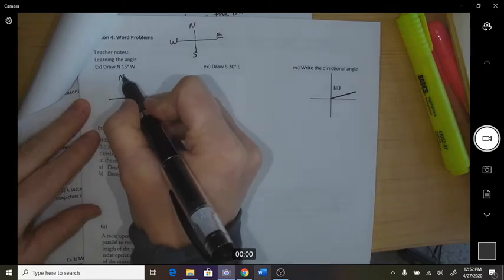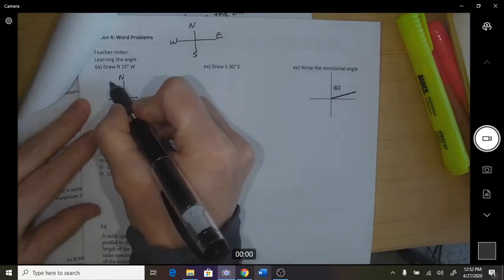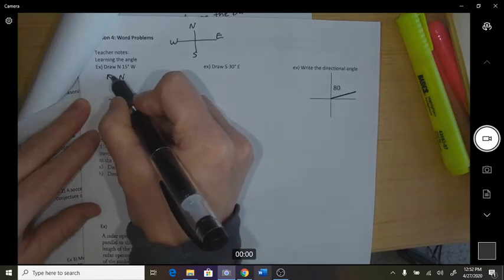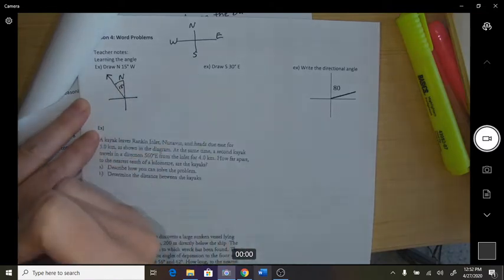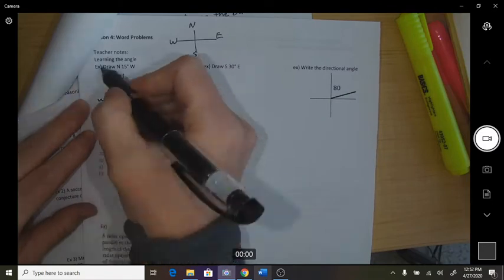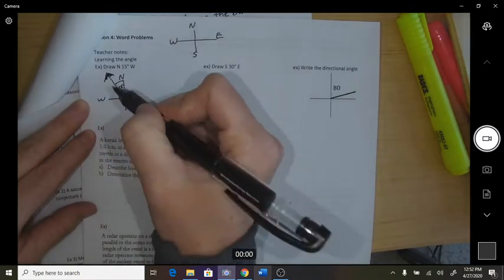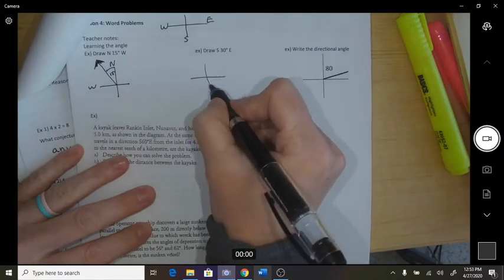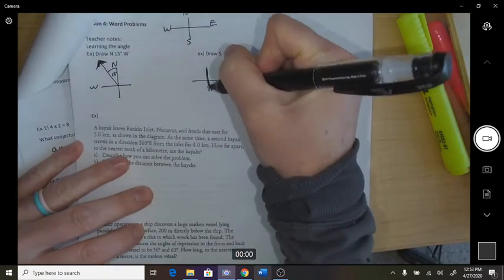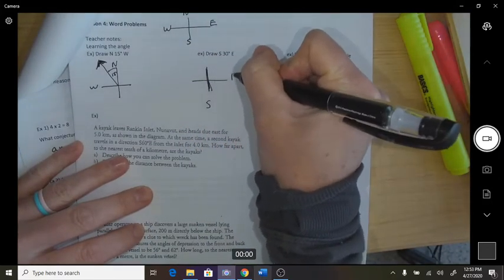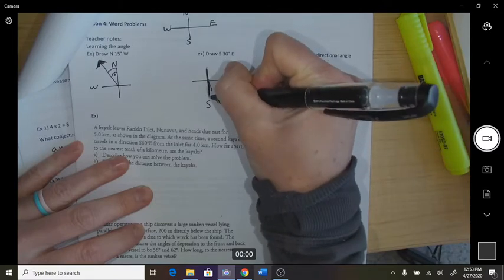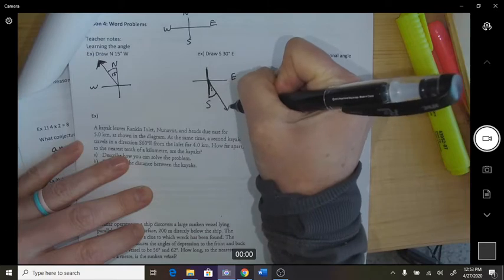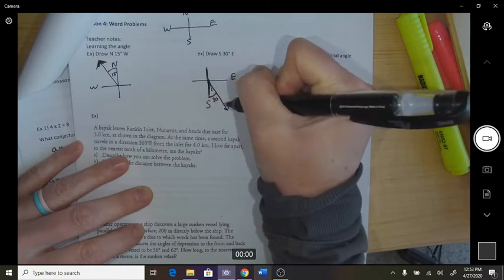So north, and I have to pivot 15 degrees west. So that would be the angle. South 30 degrees east. Oops. So south, so I start south and pivot 30 degrees east.